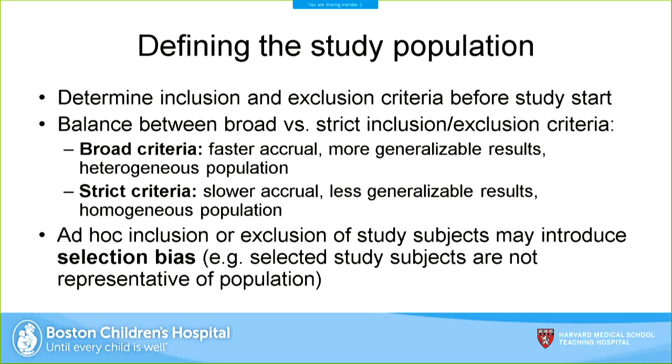So if the treatment was only effective in one subpopulation, having a heterogeneous population may dilute that treatment effect that you're looking for. Whereas if you have a strict set of criteria, you're going to have a harder time recruiting and accruing subjects. Your results may be less generalizable, but you're going to have a more homogeneous population, and you may have better control over confounders and other characteristics. And again, if you're changing your inclusion-exclusion criteria in an ad hoc manner, you're going to introduce selection bias. So the selected study subjects are not really representative of the population that you're trying to analyze.